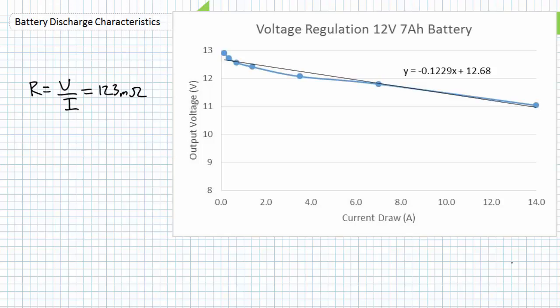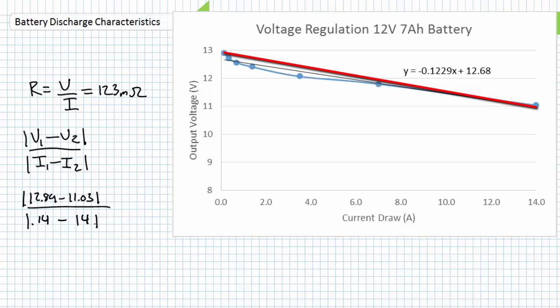If you wanted a quick and dirty method of determining an approximate value of internal resistance of this battery, we could take the two extremes of our curve and essentially do the same thing. At a current draw of 140 milliamperes, we observe 12.89 volts, and at 14 amps, we observe 11.03 volts. This formula suggests the internal resistance is slightly higher at 132 milliohms because of the steeper slope between the two extreme endpoints. This being said, it's not far from what the trend line suggests.